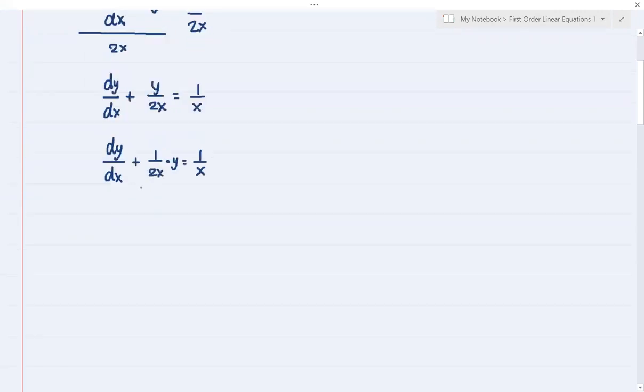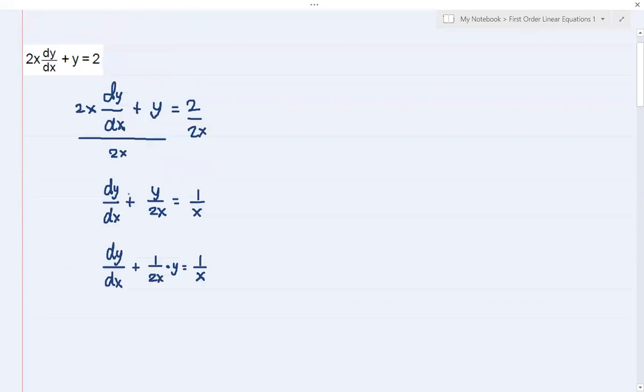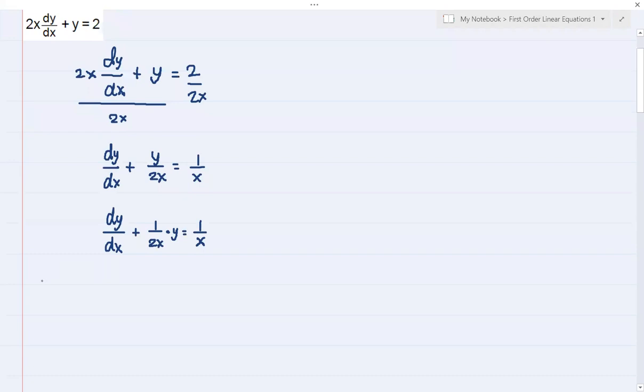Now we can locate your p of x and your q of x. Your p of x is equal to 1 all over 2x. Then we have your q of x, which is 1 all over x.